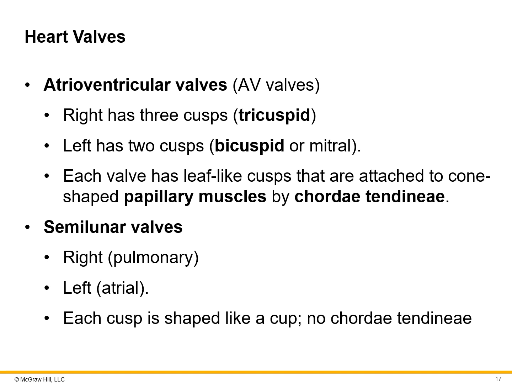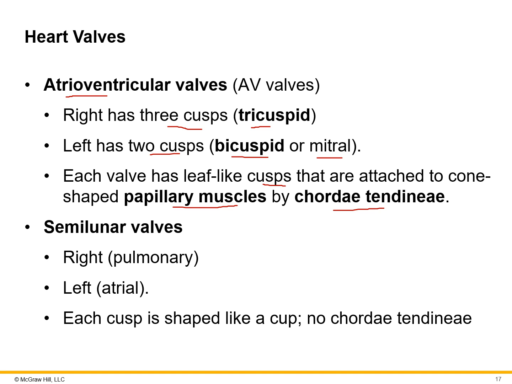Now, the one-way flow is mainly due to the heart valves. Looking at those valves, we have the atrioventricular valves, the AV valves, and these are going to separate the atria from the ventricles. On the right side, it has 3 cusps, so it's called the tricuspid valve. On the left, we have 2, so it's called the bicuspid, but also called the mitral valve. Each of them, regardless of how many cusps, has leaf-like cusps that are attached to cone-shaped papillary muscles using chordae tendineae, which are our heartstrings. That's typically what those are being referred to.